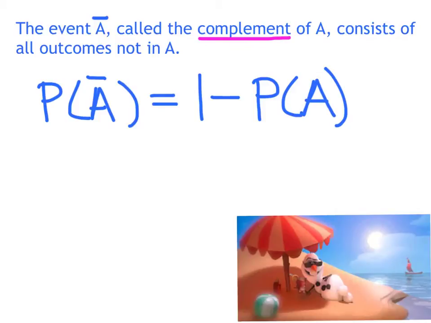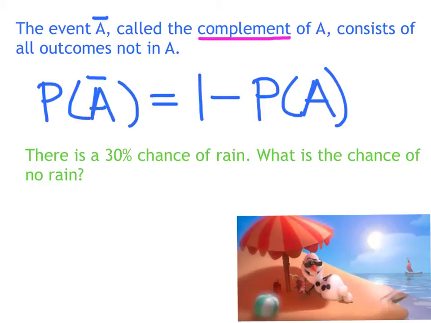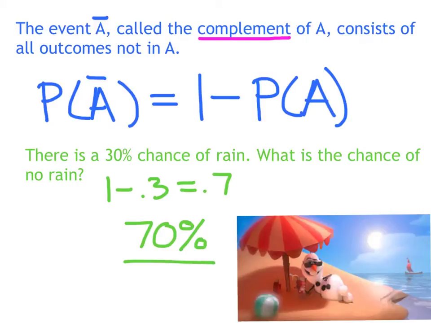For example, if I had a nice day outside planned and there was a 30% chance of rain, what would the chance be of no rain? And so you guys probably do this automatically in your head, but you'd say, well, 1 minus 0.3 is 0.7. So there's a 70% chance of no rain. Sounds much better saying 70% chance of no rain than 30% chance of rain, right?